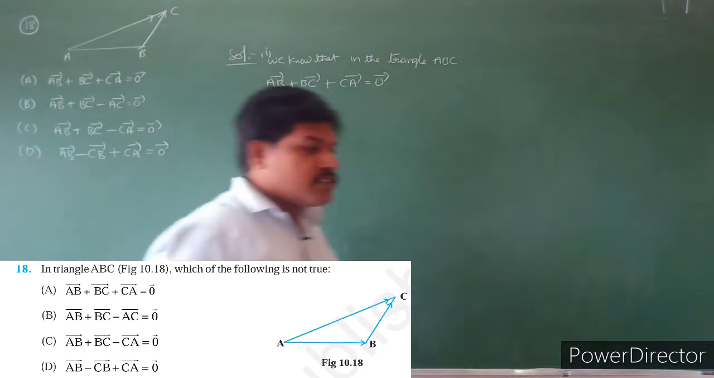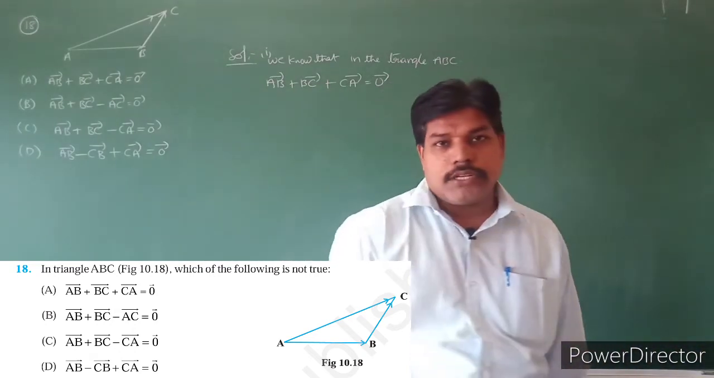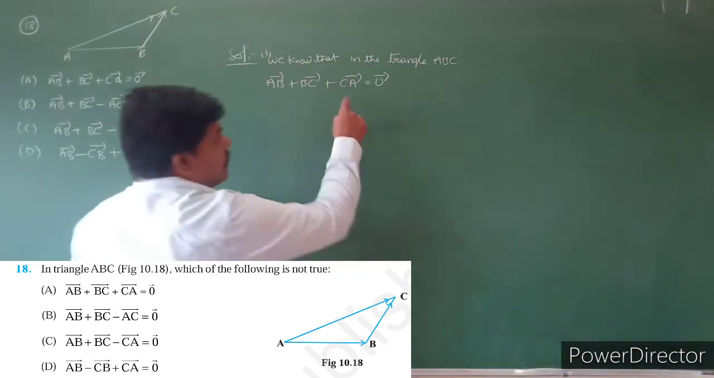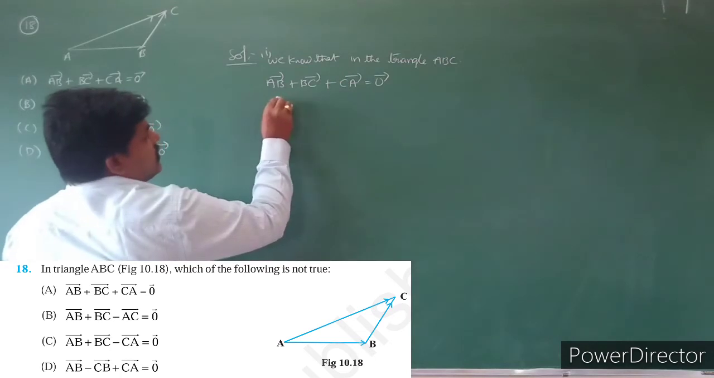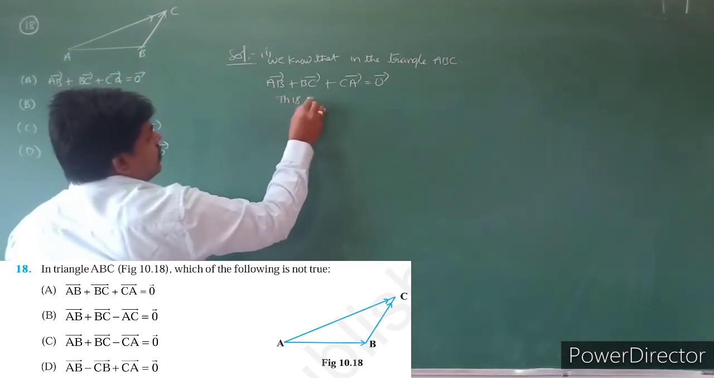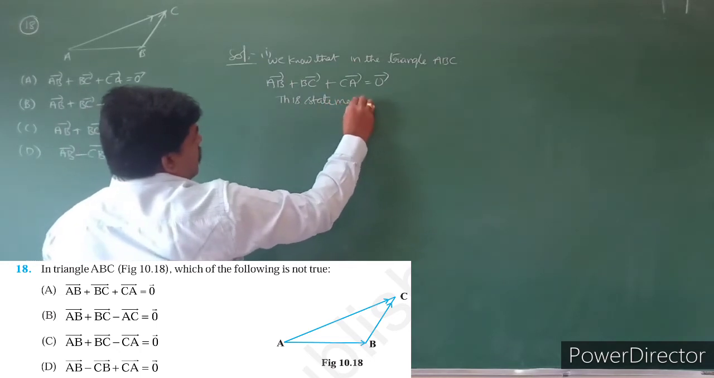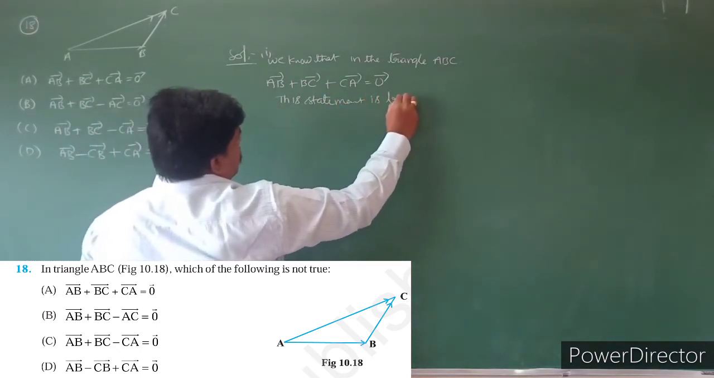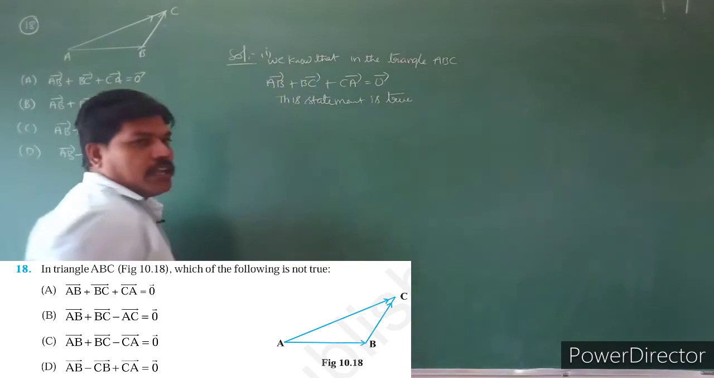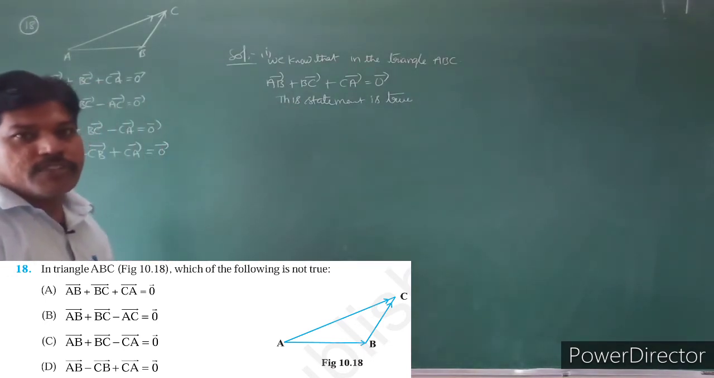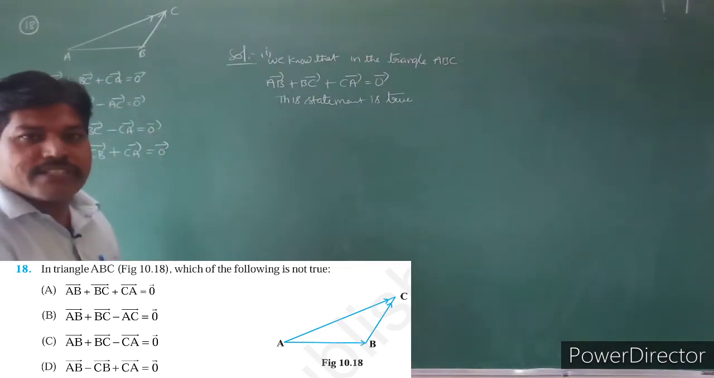So what are they asking? Which is not true. But this one is already true, yes or no? This statement is true, so this is not the answer option. They are asking for the option that is not true, and this is true, so this is not what is asked.